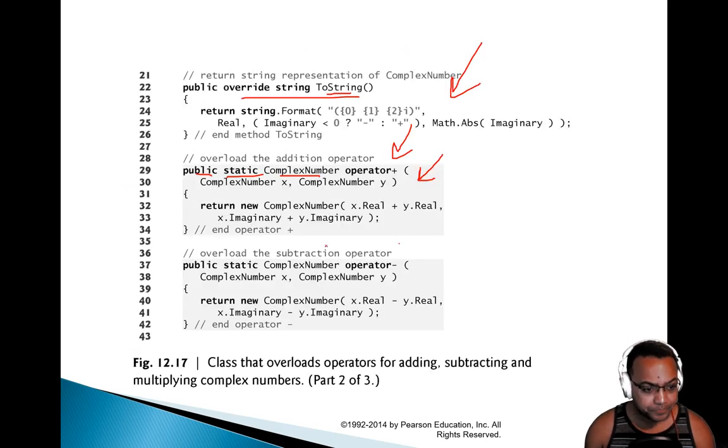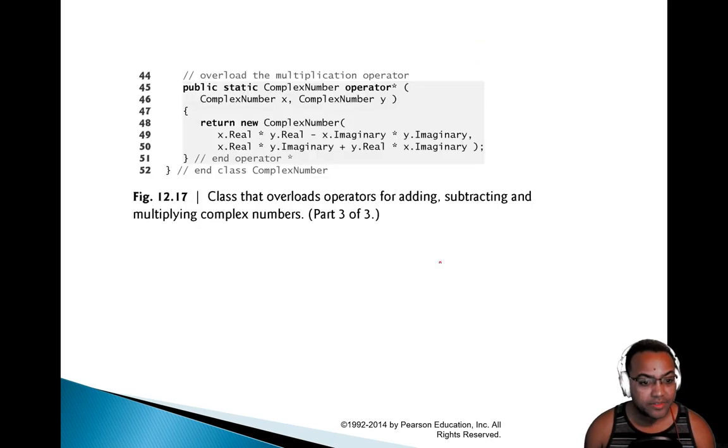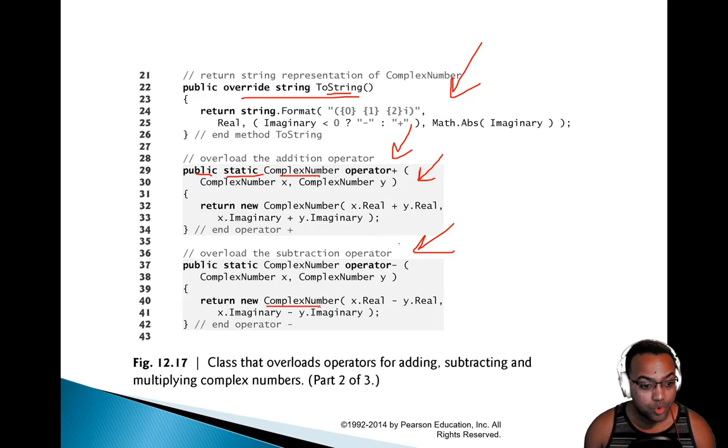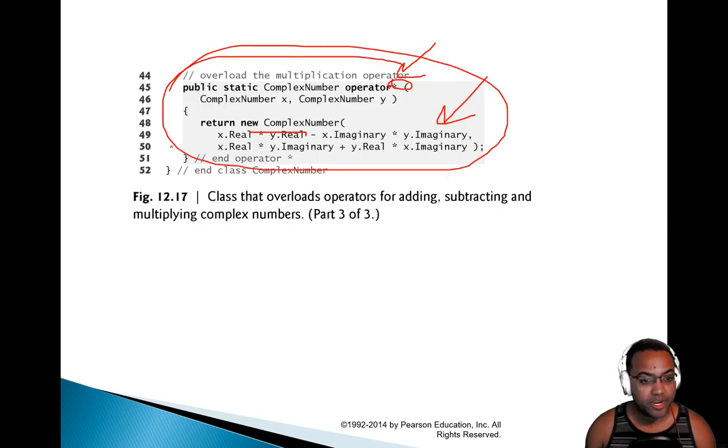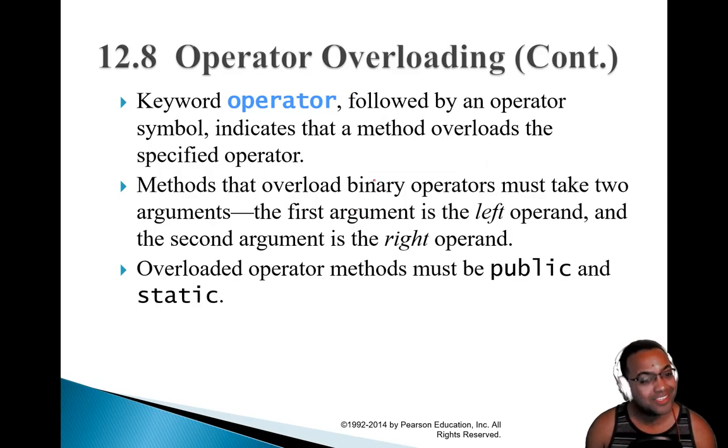The same thing for minus. And then public static complex number operator multiplication for multiplication. And then it returns a new complex number. Look, new complex number. New complex number. It's returning an object. This is sort of the way that we do what's called factory patterning. We return a new object from the factory. But that's a long story and I'm not going to go into that.